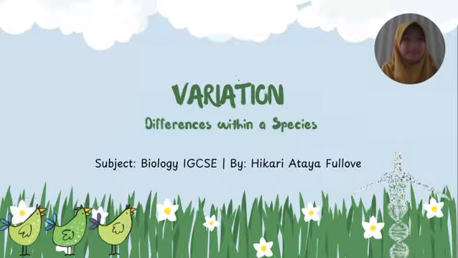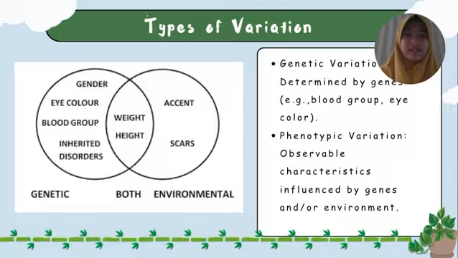Today I am going to present about variation. There are two types of variation. The first one is genetic variation. This is determined by genes. The examples are blood group and eye color. And then phenotypic variation is the observable characteristic influenced by genes and/or environment.